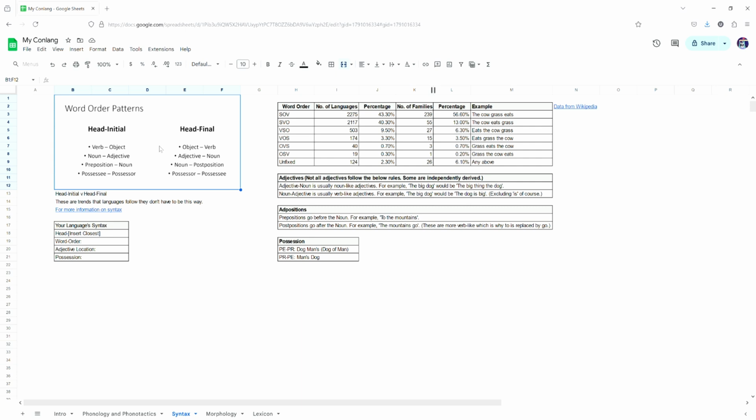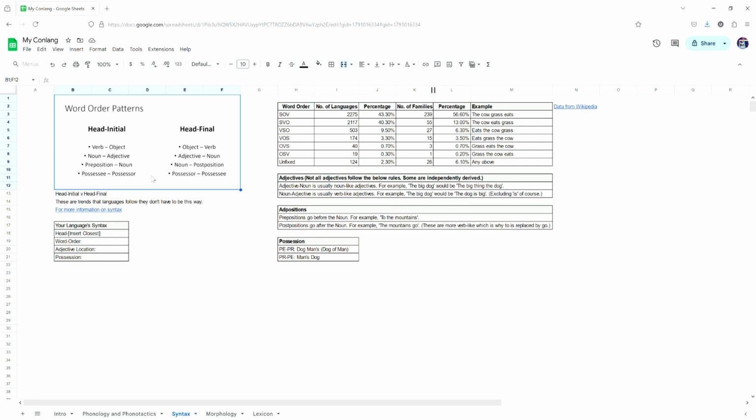The part that says adjective noun and noun adjective means if an adjective is located in front or behind of a noun. Preposition noun and postposition noun represent the location of adpositions. Adpositions are words like to and from. Of course, English has prepositions, and we'll get to those later. Finally, possessee, possessor, and possessor, possessee determine the possession of objects. The possessee is the object being possessed by the possessor.